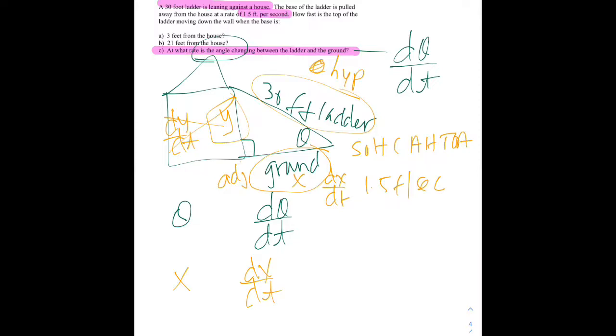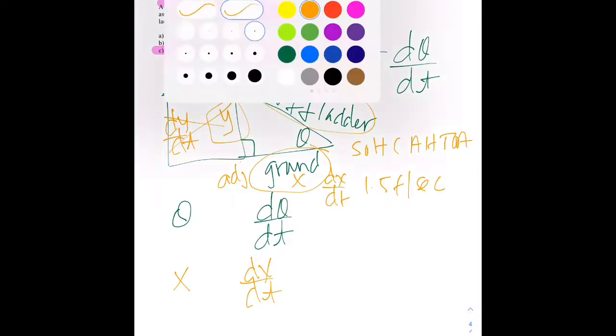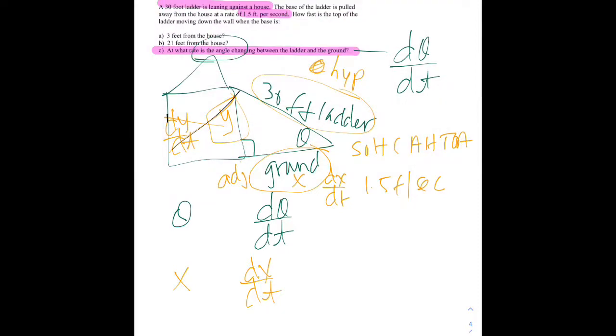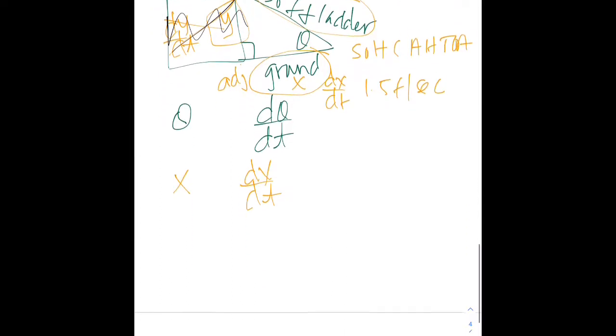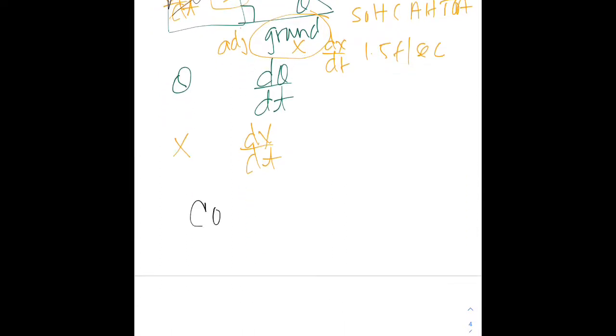So that's how I'm organizing this. I'm choosing not to use anything about y's or dy dt's because I don't have any information about that. But I do have a dx dt. So when I figure out my equation, the cosine of theta is equal to x over 30.